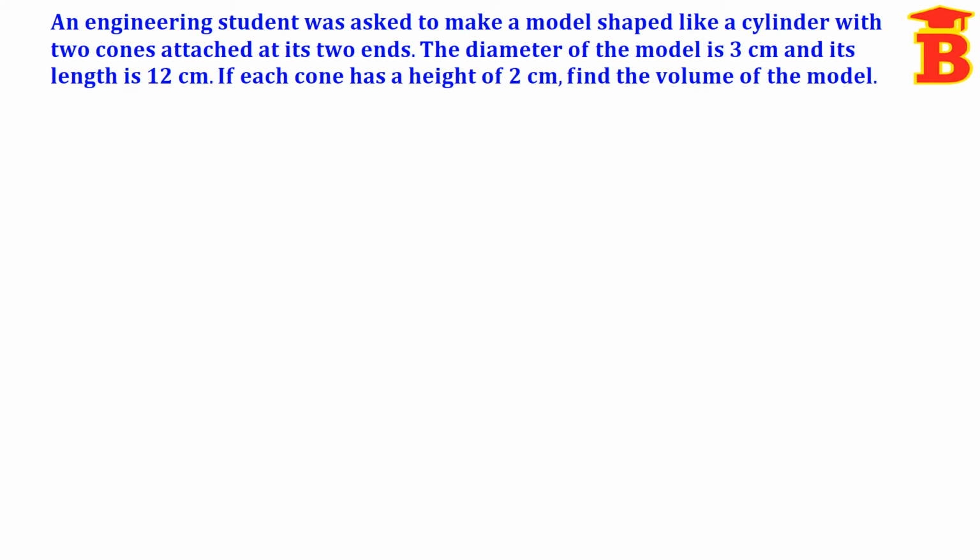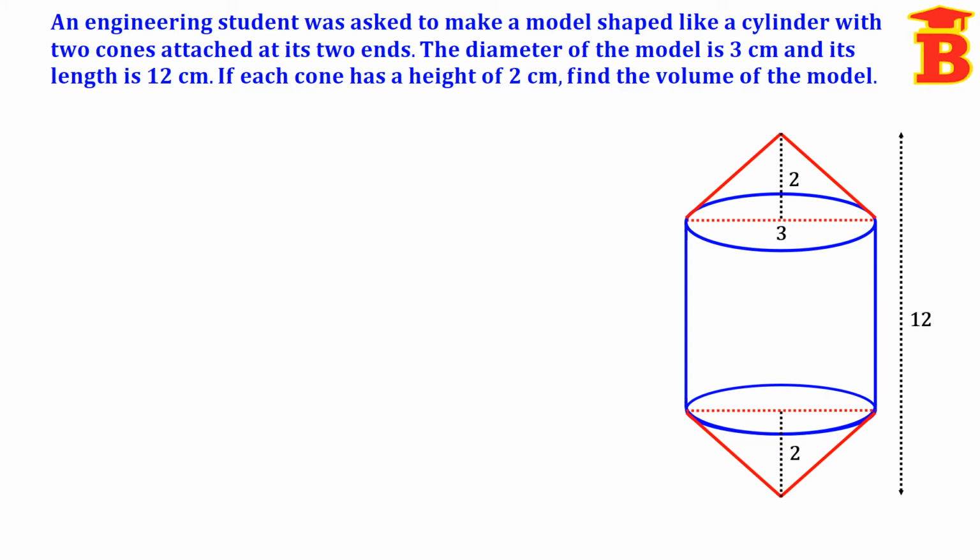Let us see the combined solid problems in mensuration. An engineering student was asked to make a model shaped like a cylinder with two cones attached at its two ends. The diameter of the model is 3 cm and its length is 12 cm. If each cone has a height of 2 cm, find the volume of the model.